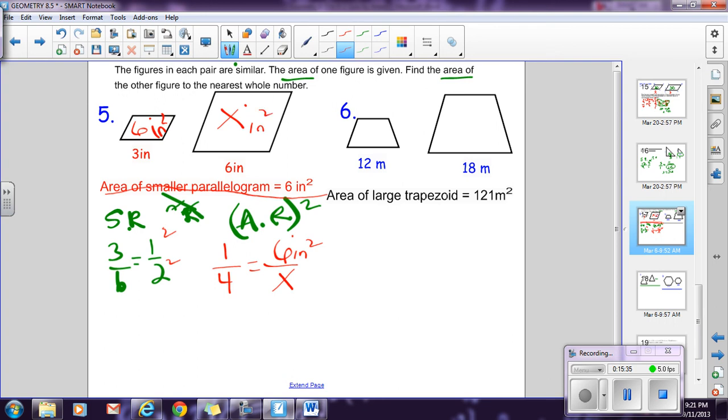Okay, all right, so I'm going to cross multiply. I get 1 times X, which is clearly X, and then 6 times 4, which I know is 24. And then I'm just going to add inches squared right there because I know it's inches squared.